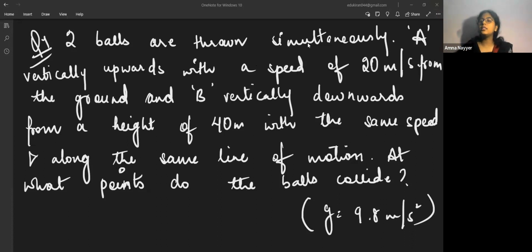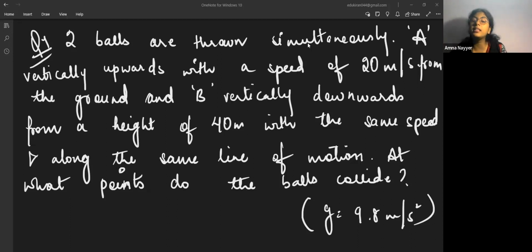Now see, this says that 2 balls are thrown simultaneously vertically upwards with a speed of 20 meters per second from the ground. Means from the ground, this ball has been thrown up and a ball has been thrown down. It's like I am throwing it up from here and one is being thrown down, but simultaneously. So there would be a point where both the balls will collide, right? One is coming downwards, one is moving upwards. Height of the tower means the separation between the balls, which is 40 meters.